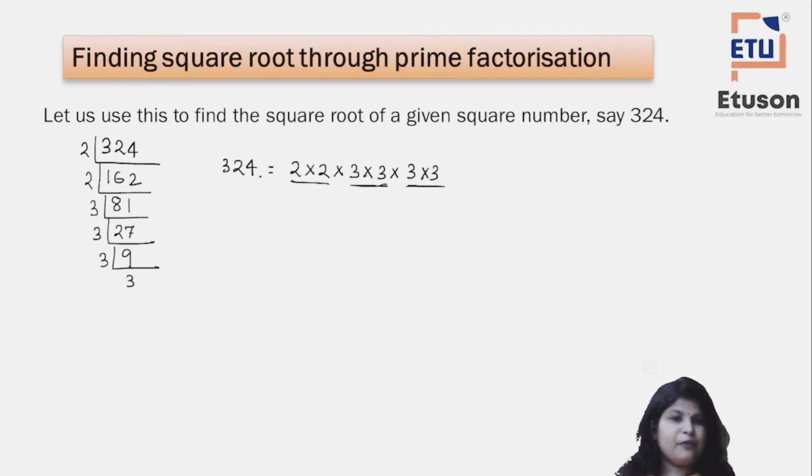So it's a perfect square number and the square root of 324 will be... While taking the square root, you have to take only one number from each pair. 2 into 3 into 3 and your answer is 18. It's very easy, right? Correct.